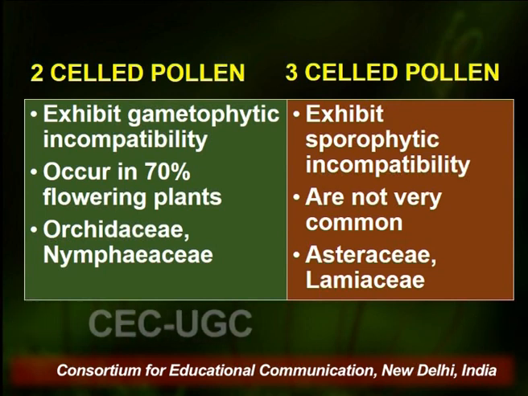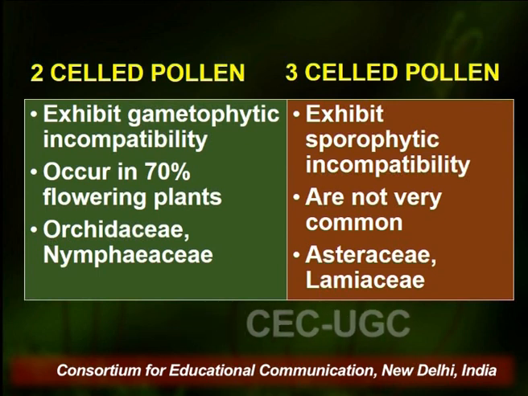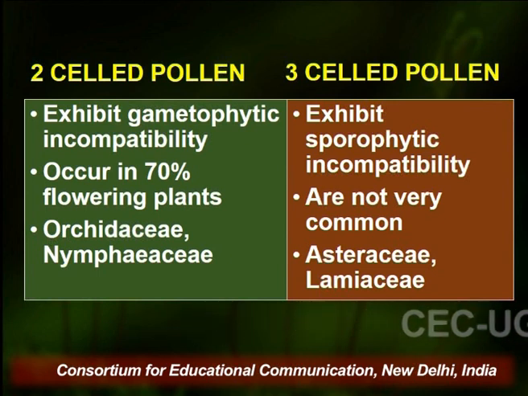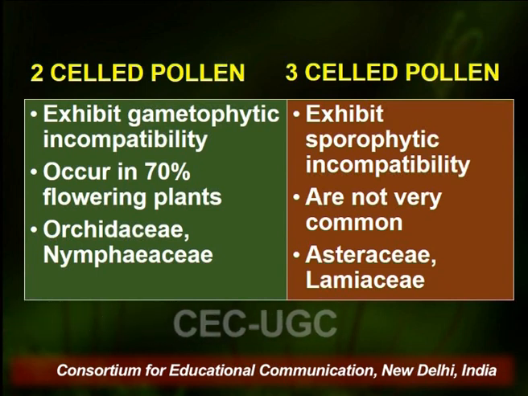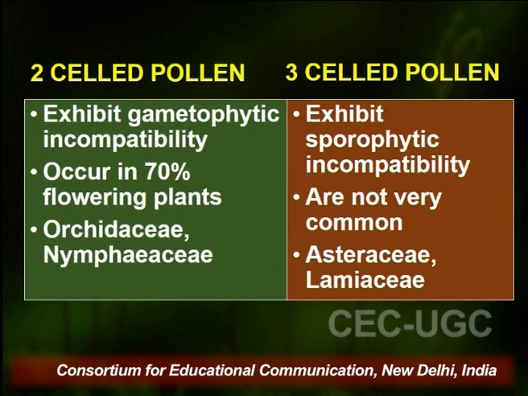Two-celled pollen occur in majority of the angiosperms and they occur in nearly 70% of the angiospermic families. Three-celled pollen are not very common. They are seen in Asteraceae, Lamiaceae, whereas two-celled pollen are seen in Orchidaceae, Nymphaeaceae, etc.